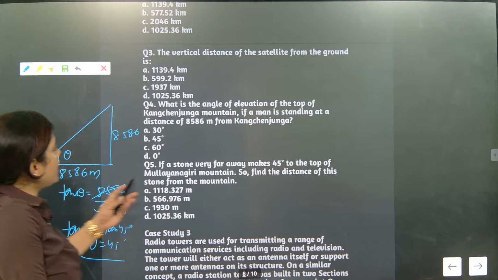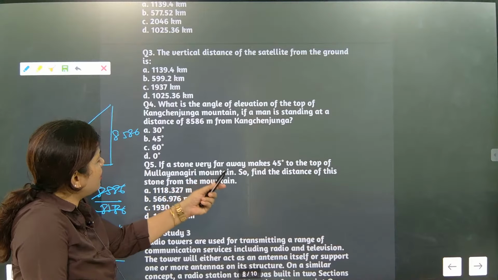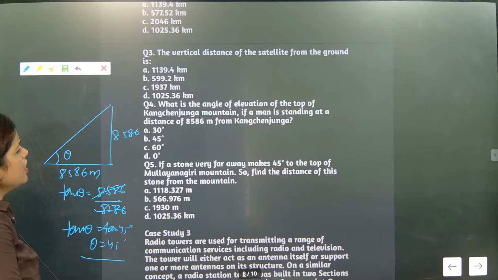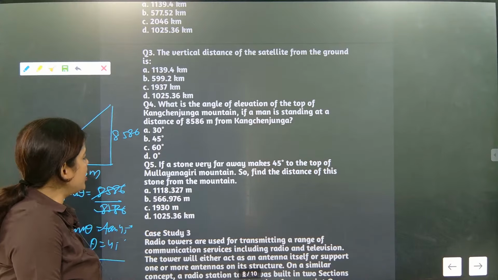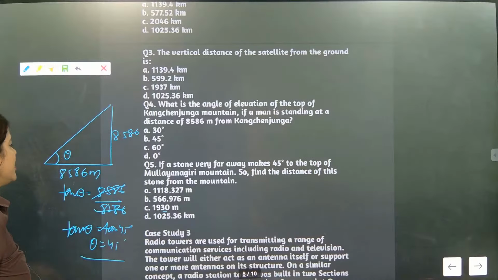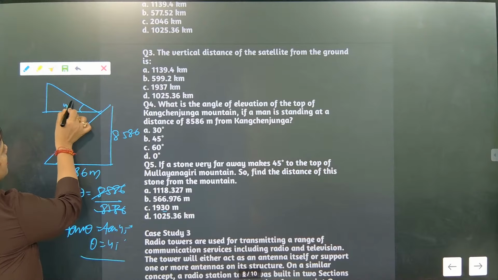Okay. Now if the stone is at 45 degree to the top of Mullainagari mountain, what is the distance of the stone from the mountain? Yes, because it is making 45 degree. 45 degree means then distance will be 1930. Then distance will be what? It is making angle 45 degree.